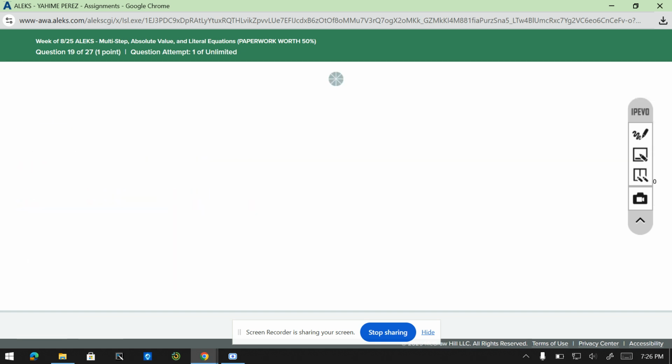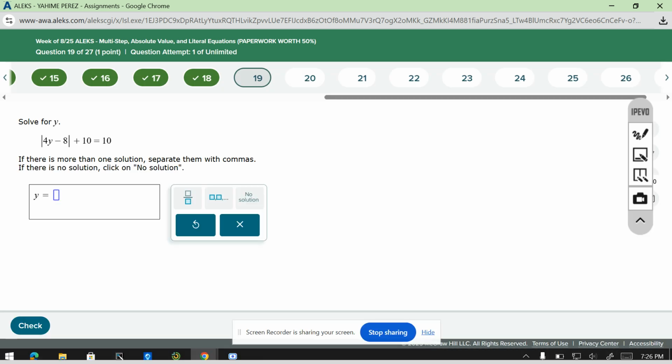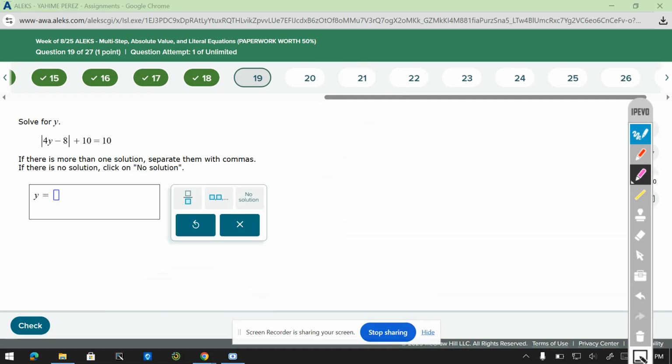So going on to 19. Same process here. I've got the absolute value of 4y minus 8, plus 10, equals 10. Now again, wow, I don't like this example. I'm going to do a different example. One second.